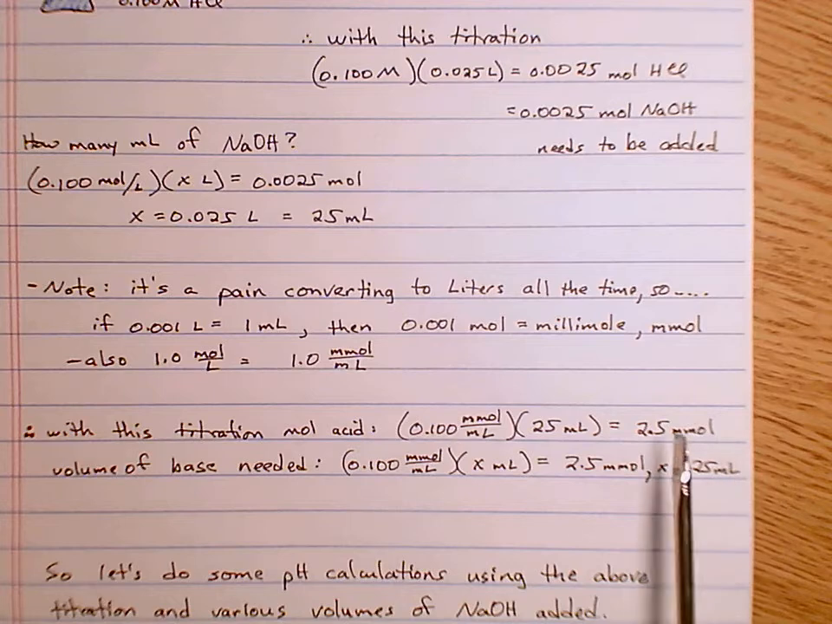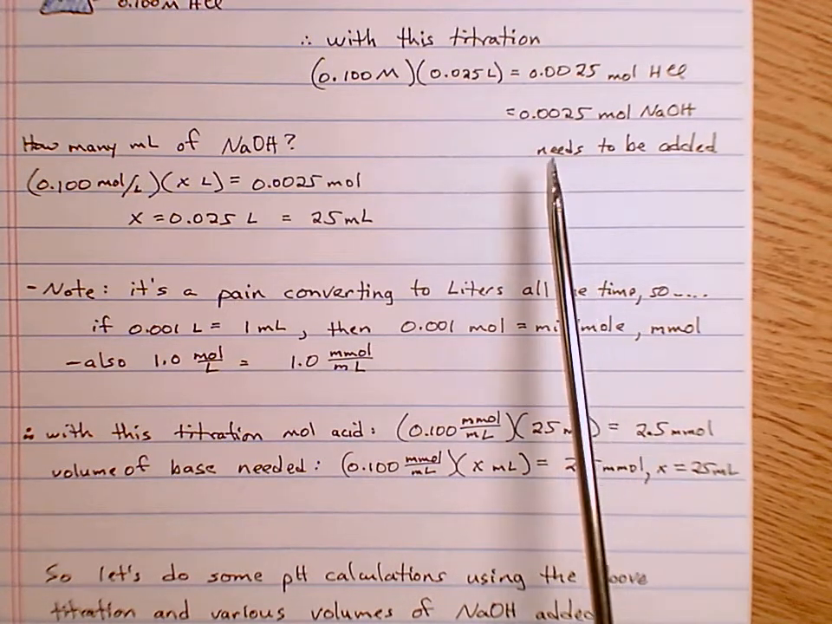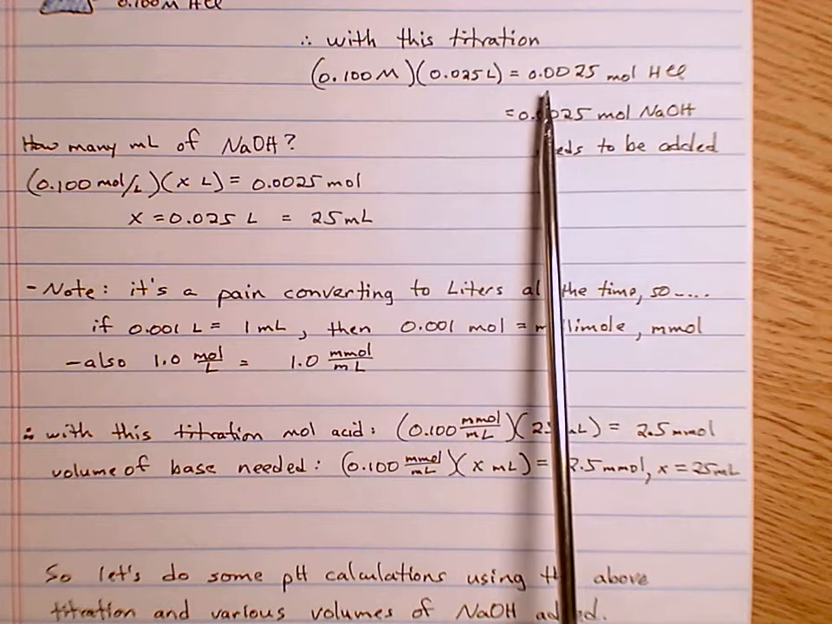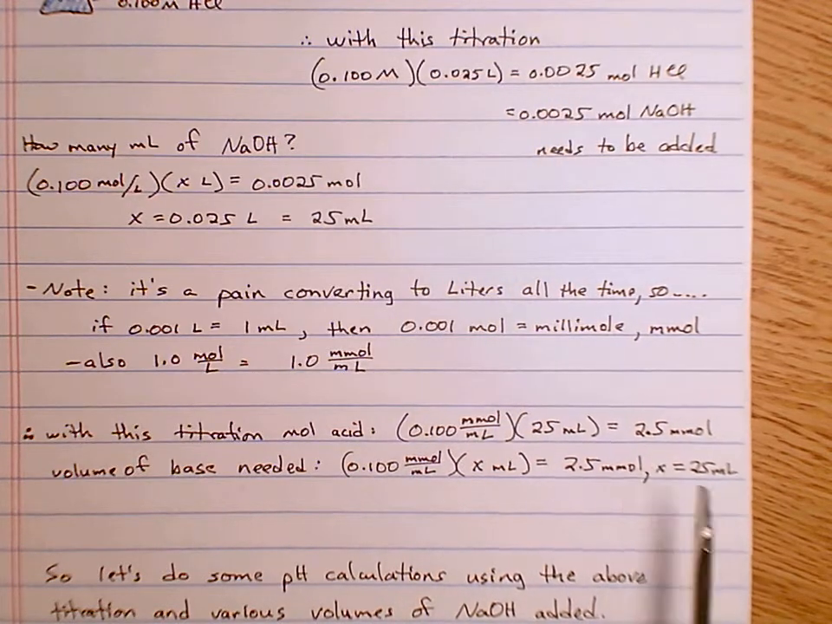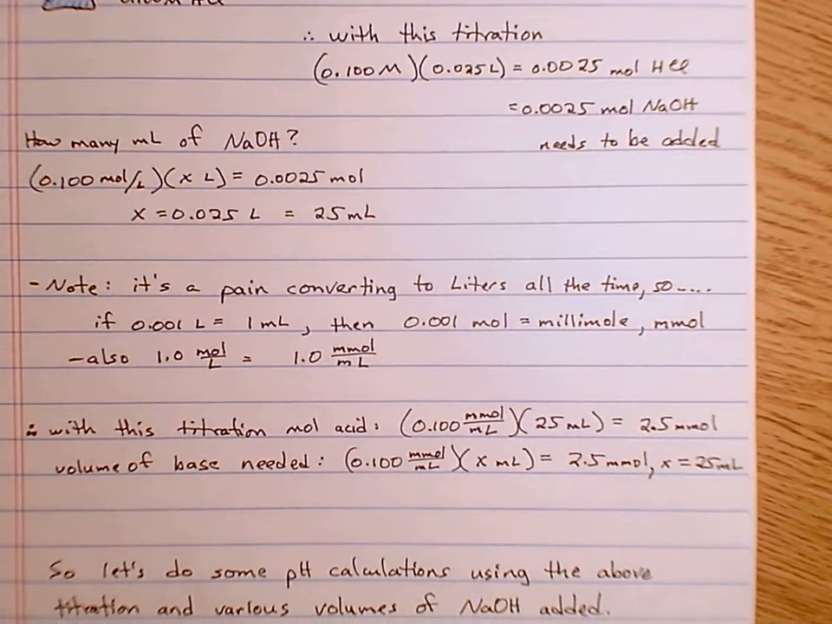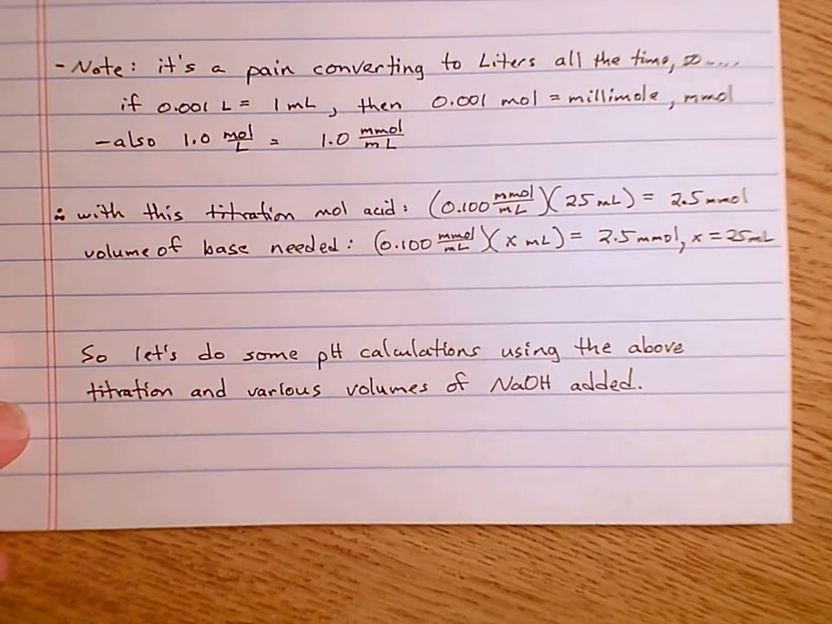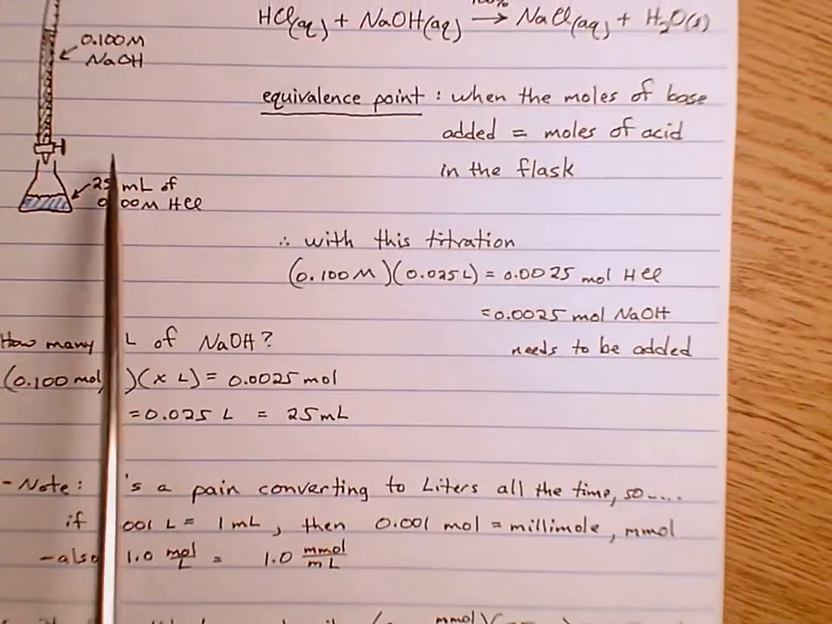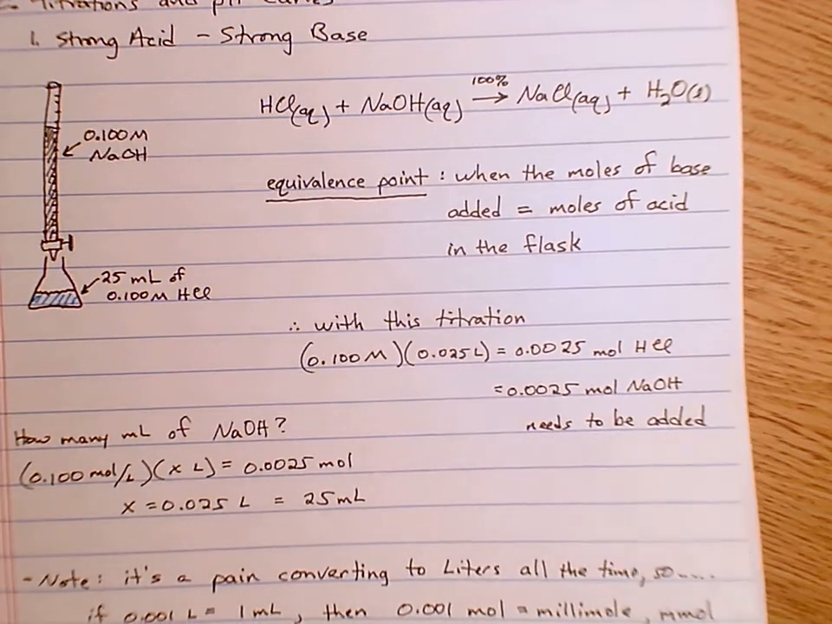And I like doing math with 2.5 and 25 much more than I like doing math with 0.025 and 0.0025. So from now on, we're going to use millimoles and milliliters when we do our titration. It's just easier. All right, so let's do some calculations for this situation that we have set up for this burette and this Erlenmeyer flask.